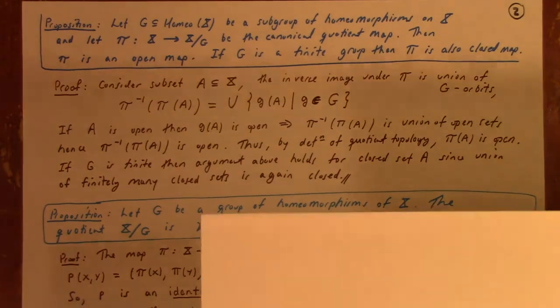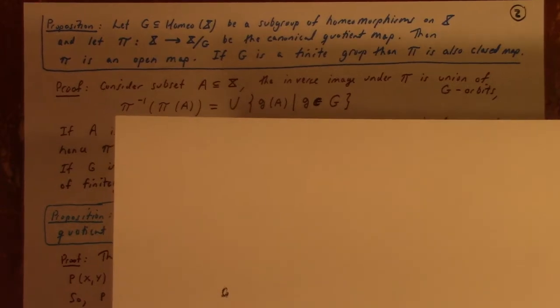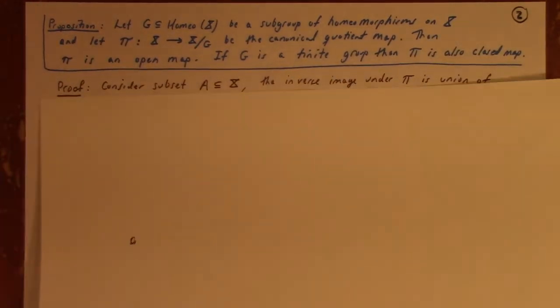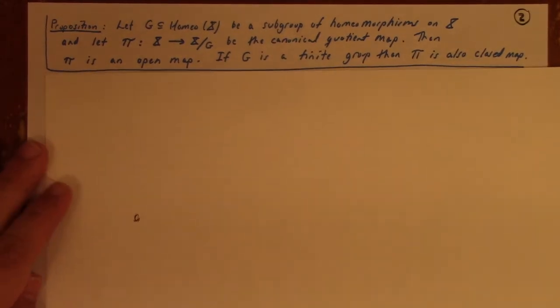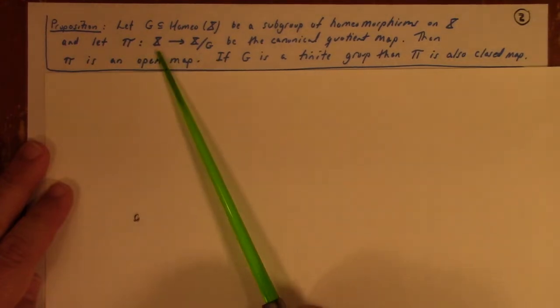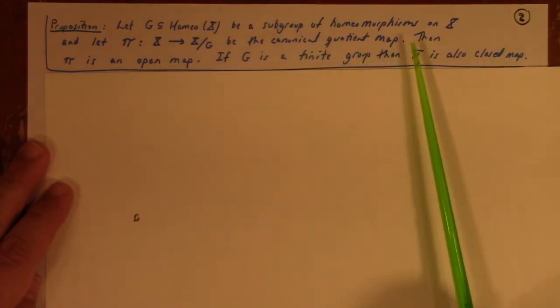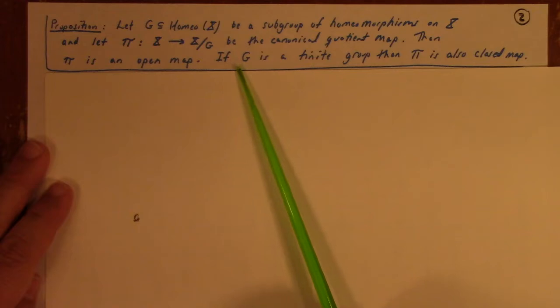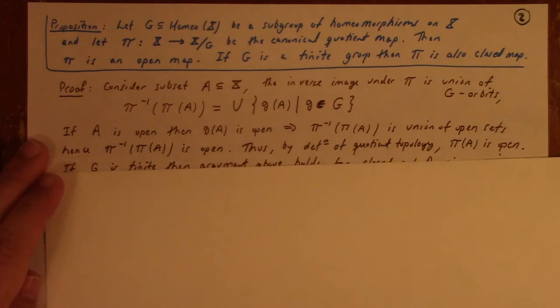I merged sections 5.3 and 5.4 together because most of the technical points in 5.4 are just relying on the propositions in 5.3, so I thought it'd be helpful to just have them all together in one discussion. So here we go. If G is a subgroup of homeomorphisms, and you let pi be the usual mapping from X to the equivalence class of X, which we're going to call the canonical quotient map, then pi is an open map. And if G is a finite group, then pi is also a closed map. So the proof is here.